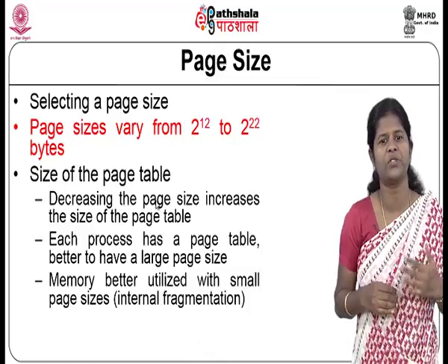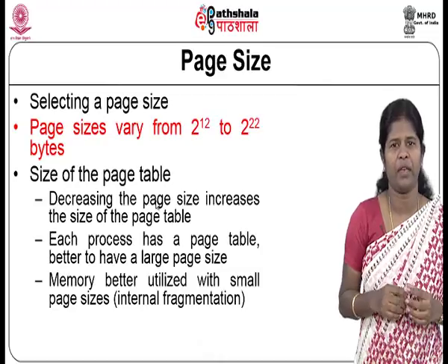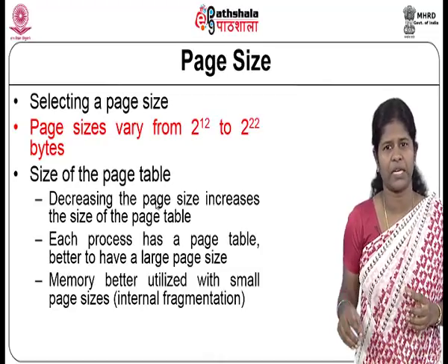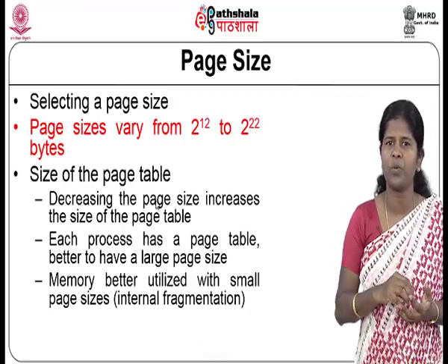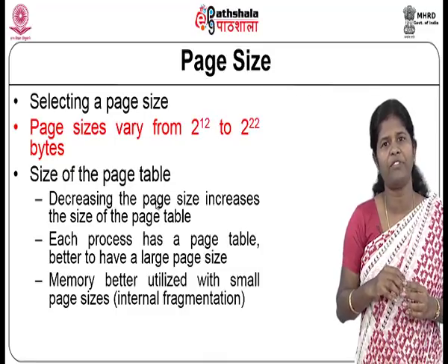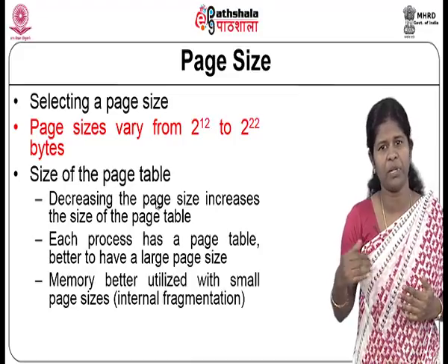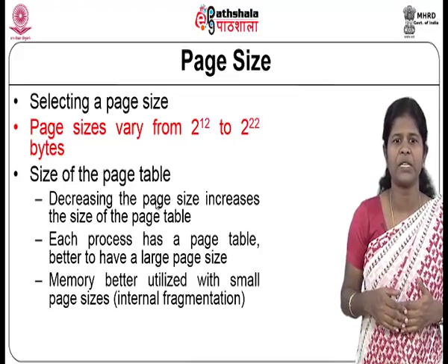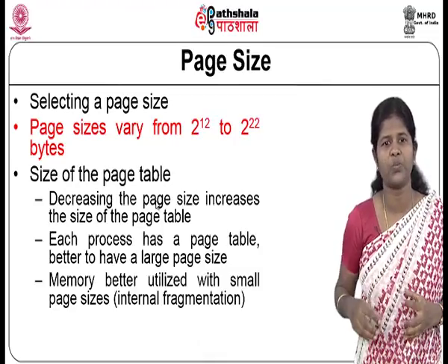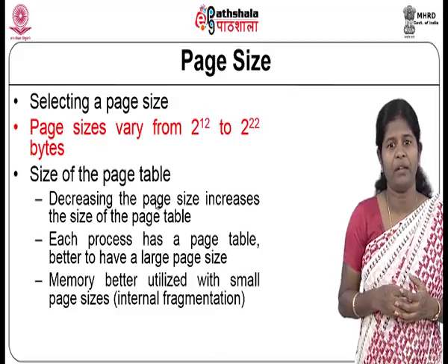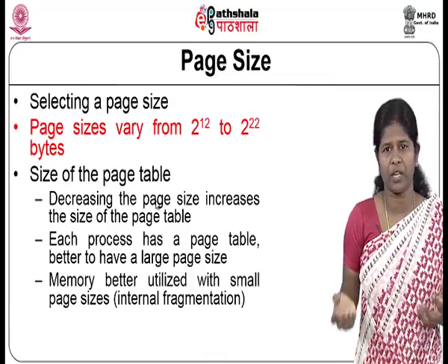One is the size of the page table. If you decrease the size of the page, then the number of pages will increase. You will divide the process into small pieces, and hence you will have a lot of pages. When you have a lot of pages, the number of entries in the page table will increase, and because of this the size of the page table will increase. Each process will have its own page table, and then you will have a lot of page tables with so much space requirement.